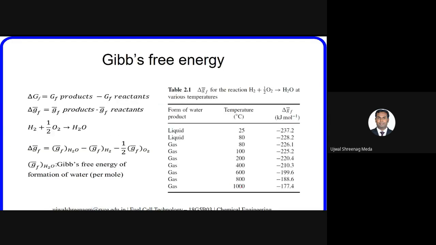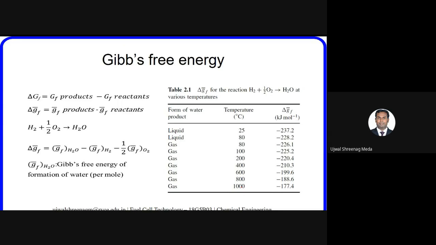So now we have elements and compounds, and coming to the Gibbs free energy, there is another term known as Gibbs free energy of formation. So this Gibbs free energy of formation for an element is zero. Okay, and the Gibbs free energy of formation exists only for compounds.